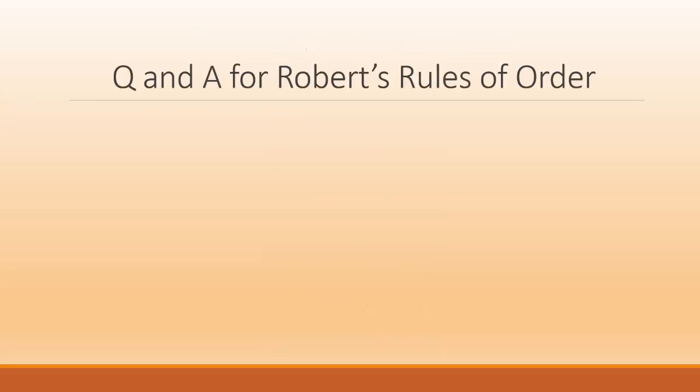We now turn our attention to some questions and answers for Robert's Rules of Order. What is a motion? A motion is a formal proposal by a member in a meeting that the group takes certain action. A main motion is one whose introduction brings business before an assembly.